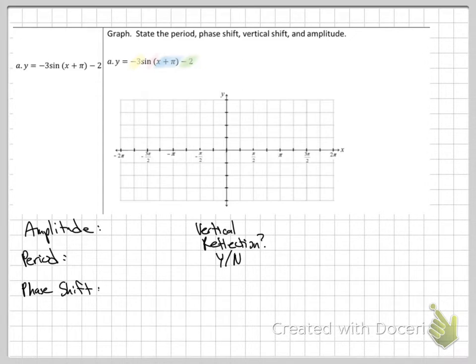We need to know the vertical shift. Sorry, something happened. Catch up with my answer blanks if your video did something weird. You haven't missed any math yet. And then we need to know beginning and end.